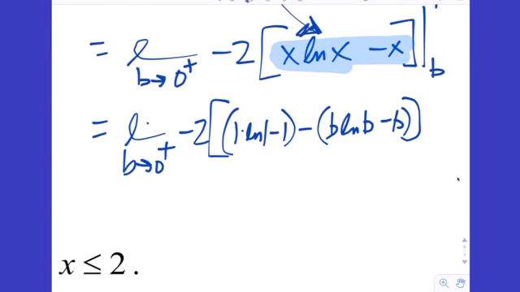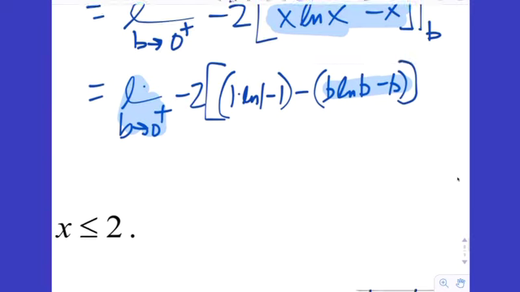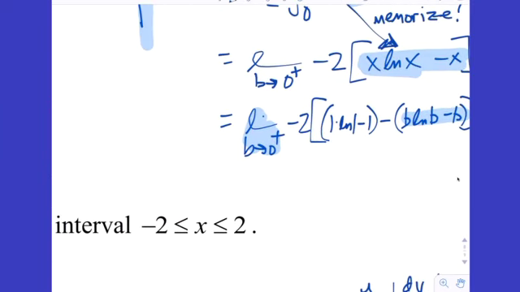Okay, so I need to evaluate this part here. Now, for what it's worth, what is 1 ln of 1 minus 1? What's the natural log of 1? 0. 0 minus 1? That's negative 1. So just to myself, I know that this is going to end up being negative 1. But I need to work on that. If I plug in, I get 0 times the natural log of 0 from the right. What is the natural log of 0 from the right? Negative infinity. What's 0 times infinity? Indeterminate. Ugh.